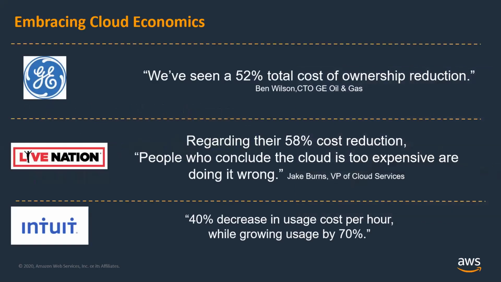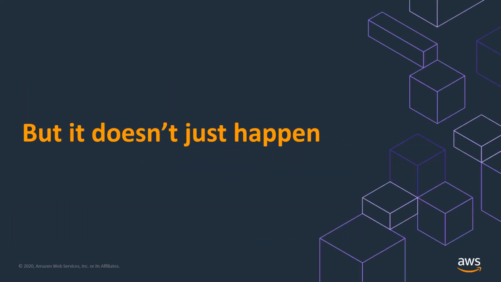Our customers have seen a significant cost reduction after moving their workloads to AWS. For example, GE has seen approximately 52% reduction in cost. Live Nation has seen about 58% cost reduction, and Intuit has seen close to 40% reduction. But it doesn't just happen, right? Just moving your workload to the AWS cloud is not going to help you reduce the cost if you are using it just like any other data center.